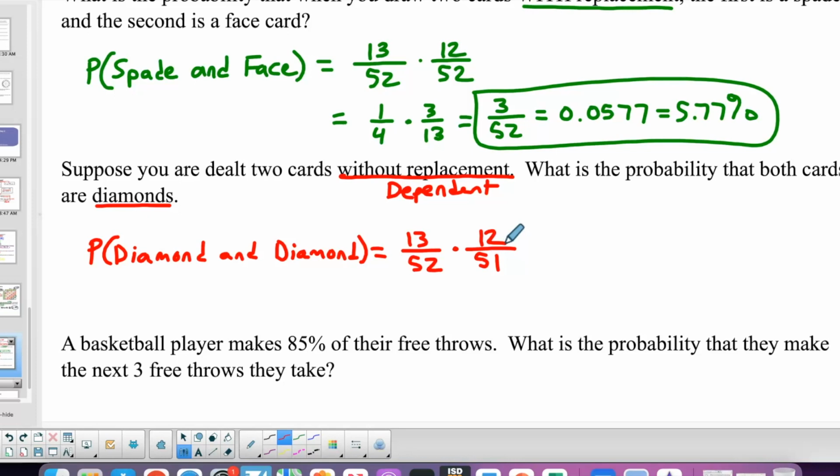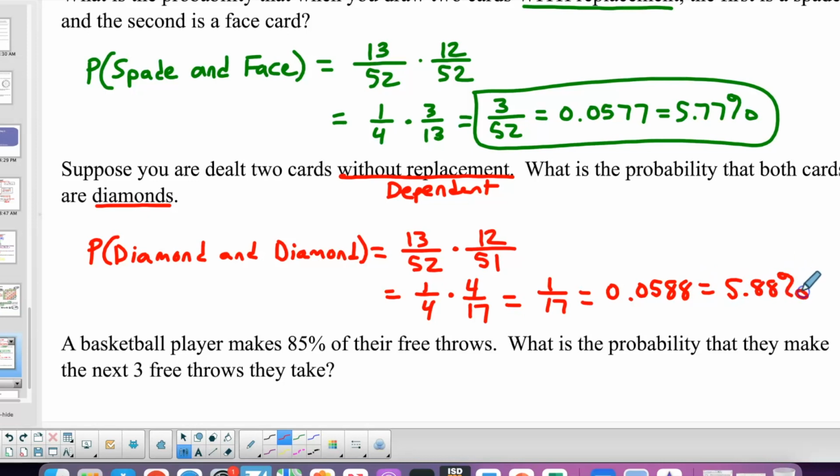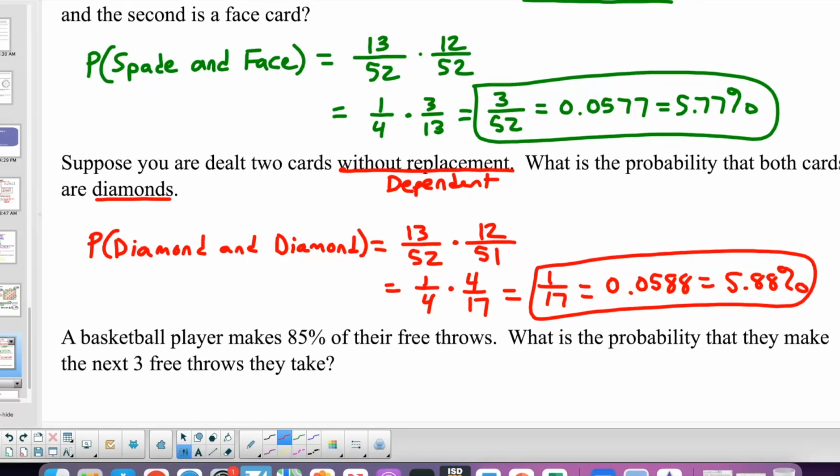Okay, so same idea. You can reduce these first. This is just 1 out of 4. You can actually reduce 12 and 51. They do have something in common. That's 4 over 17, if you divide them both by 3. And then you could even cross out those 4s that are diagonal. So what this ends up being is 1 out of 17. Which is really close to the last answer, but 0.0588 or 5.88%. So for dependent probabilities, we're looking at changing the second fraction. And if there was a third fraction, that one would have to change too.